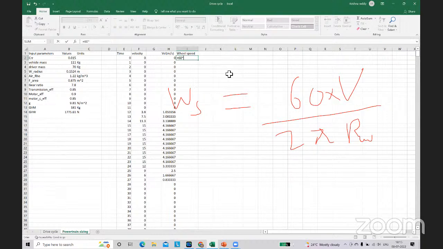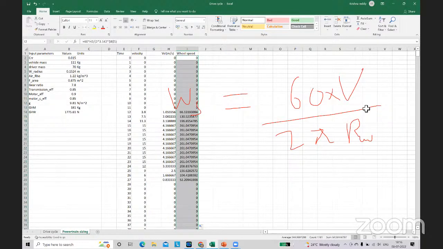16 multiplied with velocity. Okay. Divided by, I'll just bring a bracket. 2, multiplication pi, that is 3.142, multiplication RW, that is wheel radius. So this is your wheel radius. This is a constant term, the same value has to be applied to all the velocities as we go on calculating the wheel speed. For that, I need to bring a dollar symbol here. Okay. Yeah. Same thing. Now it's working at that particular point.